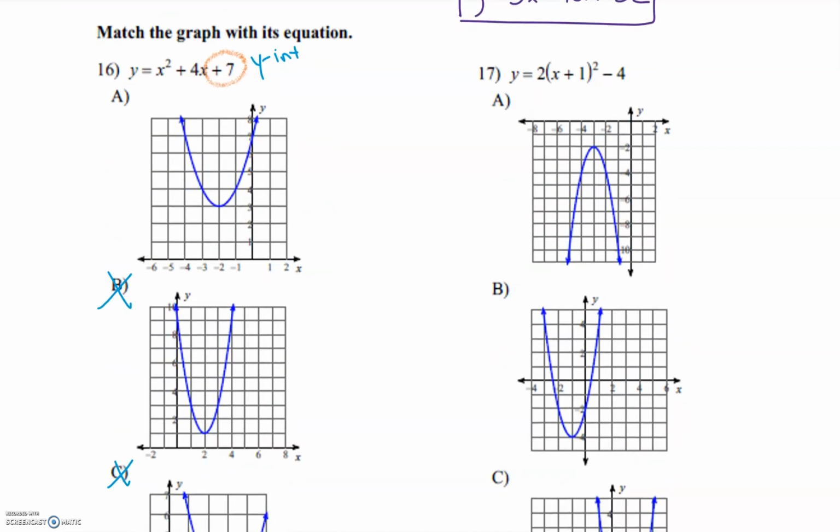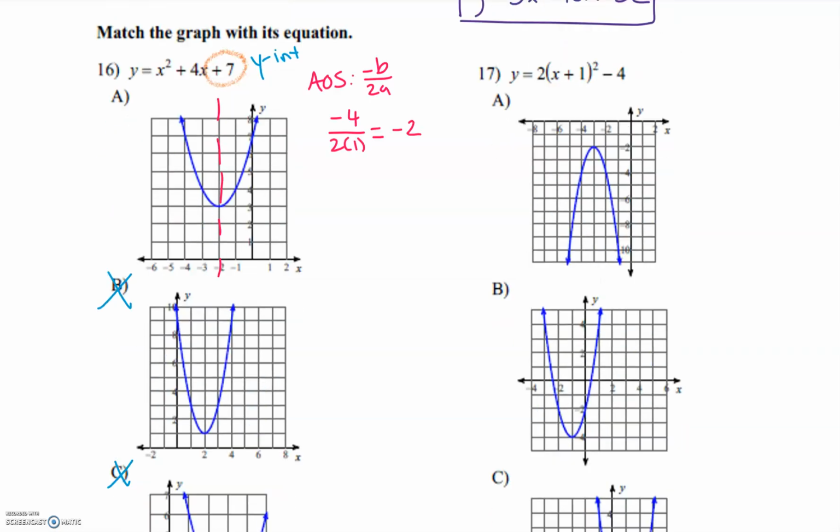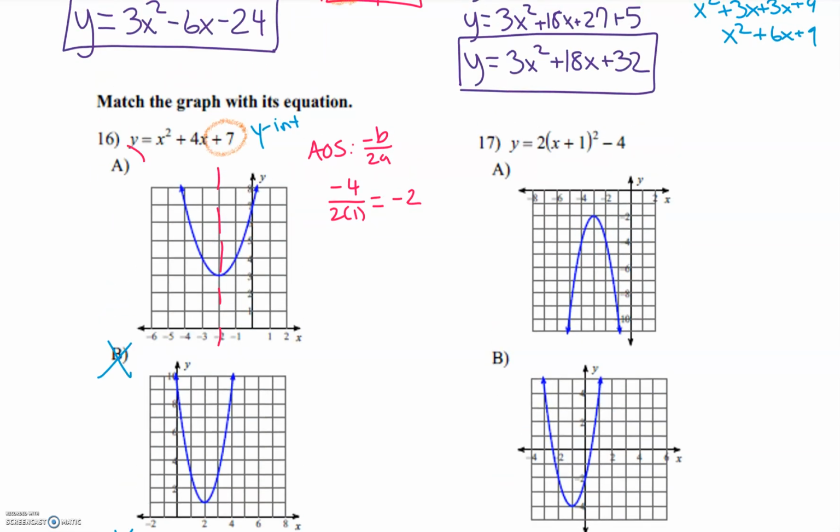The next thing I would look at for standard form is where our axis of symmetry is. Remember, we're going to do negative b over 2a. So this is going to be negative 4 over 2 times 1. This is a negative 2. So that means we should have an axis of symmetry at negative 2. Well, A looks good. And if we go down here, D's axis of symmetry is at a positive 2. So that's not okay. That means our answer for 16 is A.